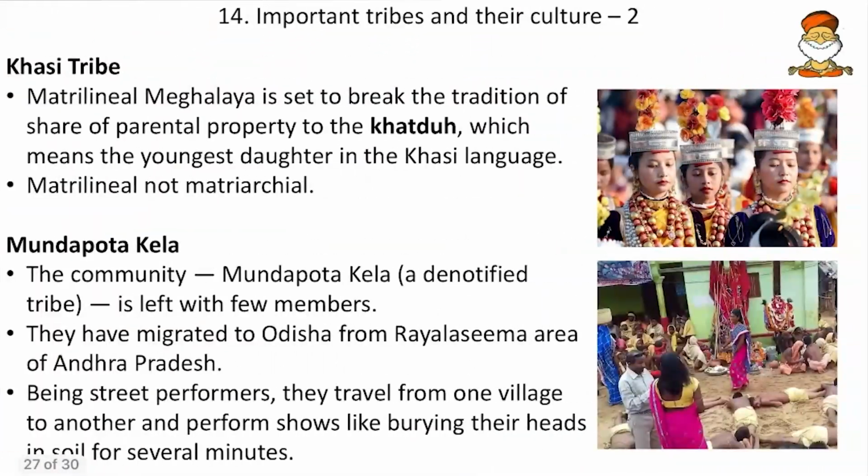And then come to the next, the Khasi tribes. Here matrilineal Meghalaya is said to be breaking the tradition of sharing parental property with the Khatduh, which means the youngest daughter in the Khasi language. So we know that this Khasi tribe practices matrilineality. That means the property goes to the youngest daughter, the Khatduh. However, now they are changing that tradition.